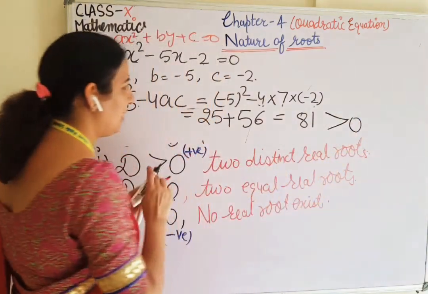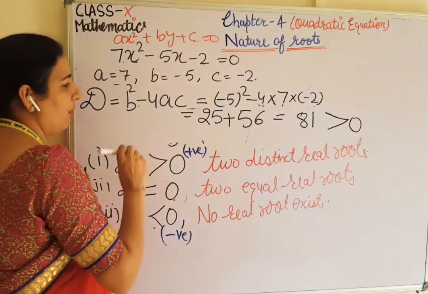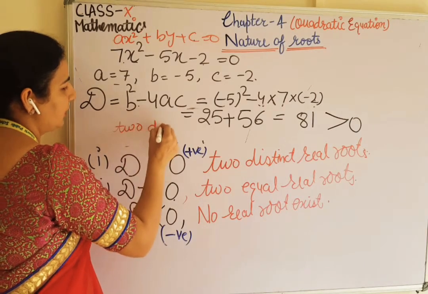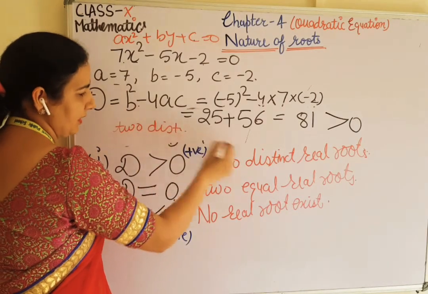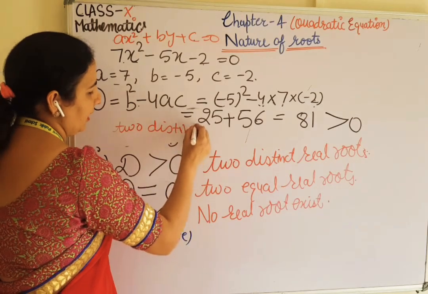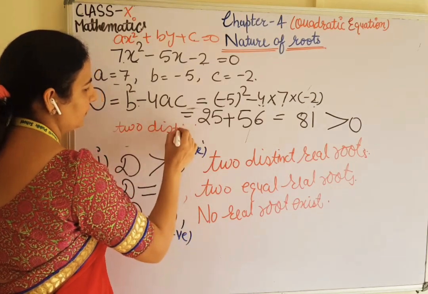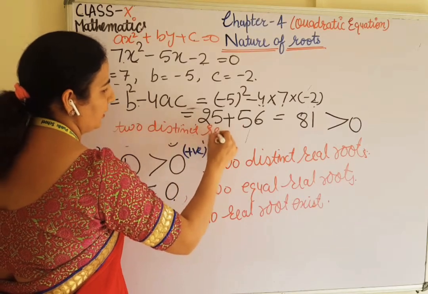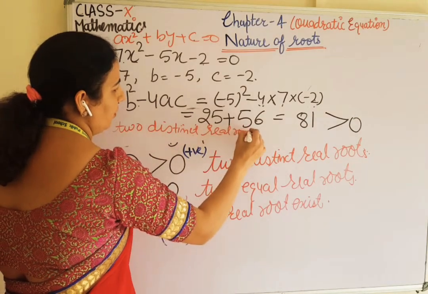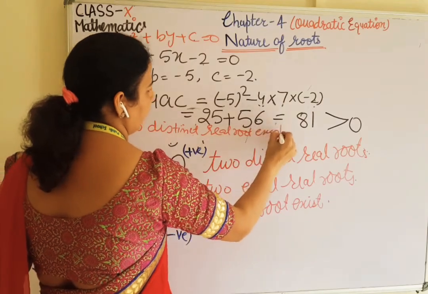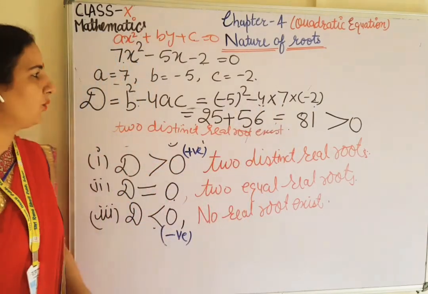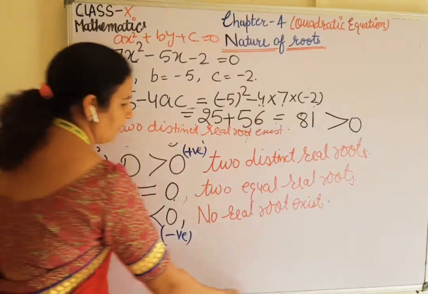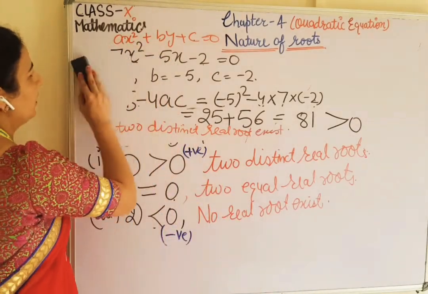Now can you tell me, if it is greater than 0, then what about the roots? Two distinct real roots will exist, the same like this. Distinct real roots exist here. So how have we calculated? Just by calculating the value of D. We can take one more example also.